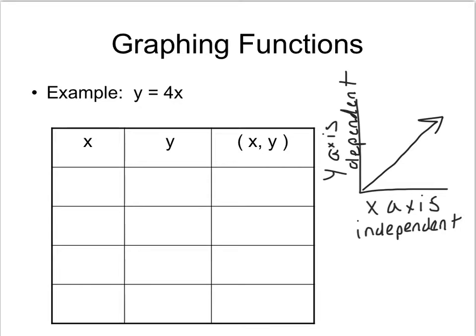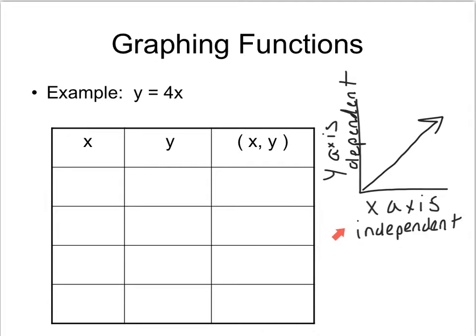In this second video on functions, we're going to practice graphing a function. Before we start, I want to review what a graph looks like. A graph is made up of an x-axis, which is the horizontal line, and a y-axis, which is a vertical line. The x-axis is the independent variable, and the y-axis is dependent, and it depends on what the x is.